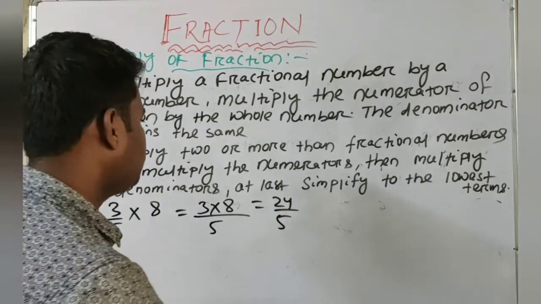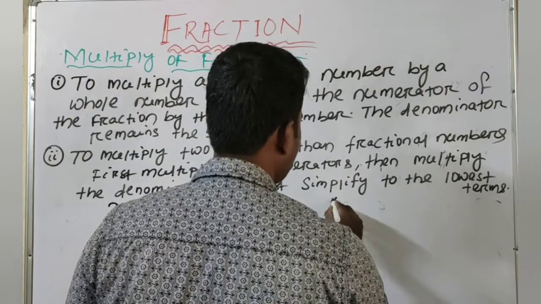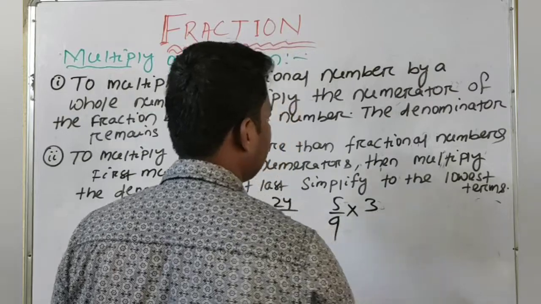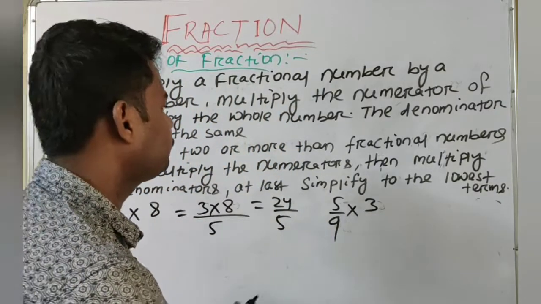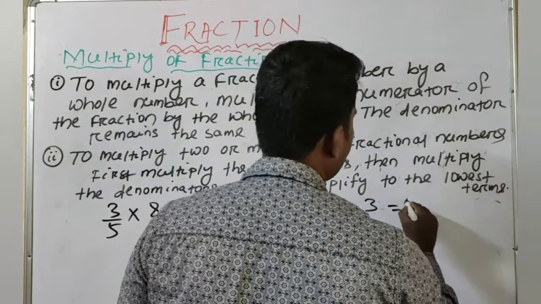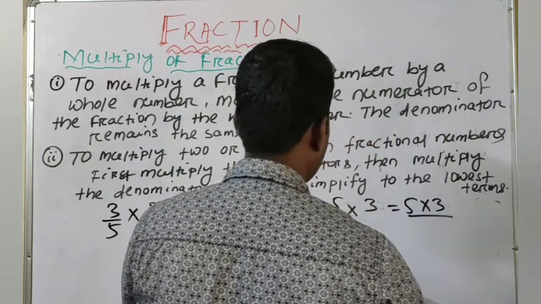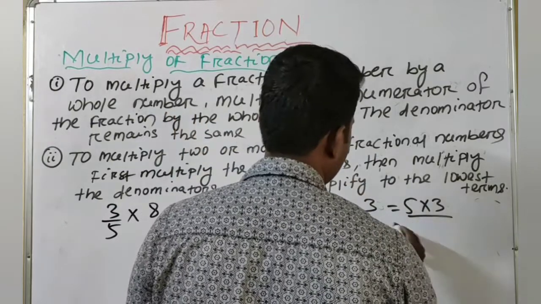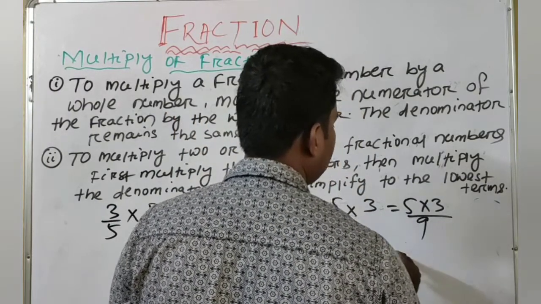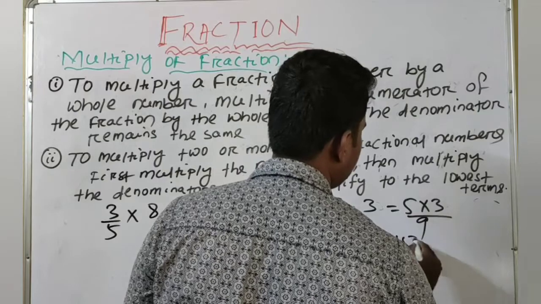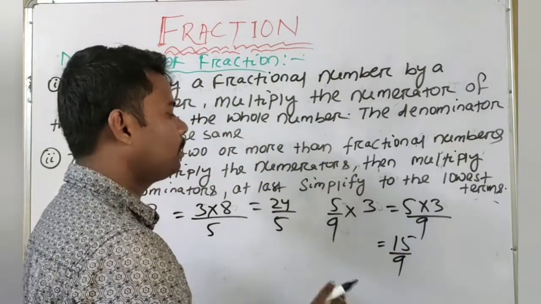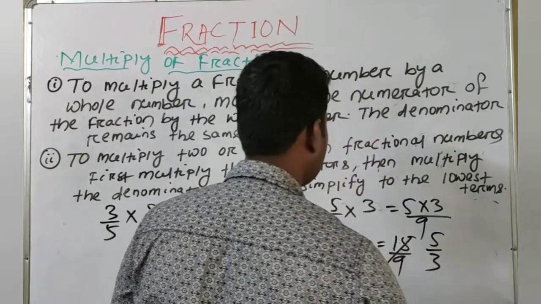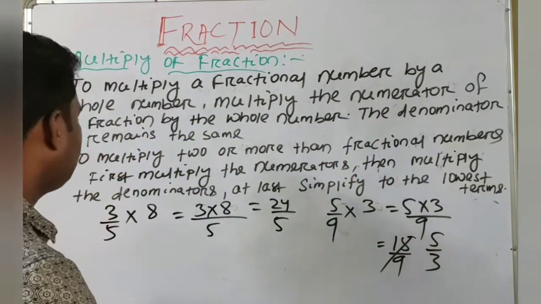We will take another example. Suppose 5 by 9 is given and a whole number 3 is given. Then how will we multiply? So multiply the numerator 5 into 3 and the denominator remains the same, that means constant. So it will be 9 and then 5 into 3, 15 by 9, and when we also convert to the lowest terms, it will be 5 by 3. So in this way we can multiply.